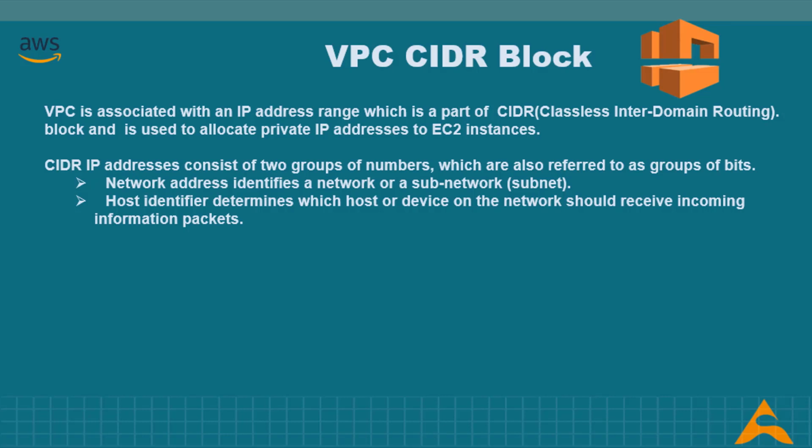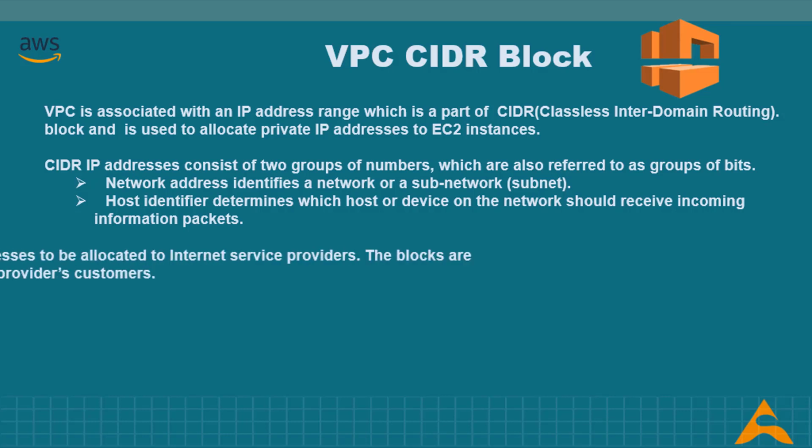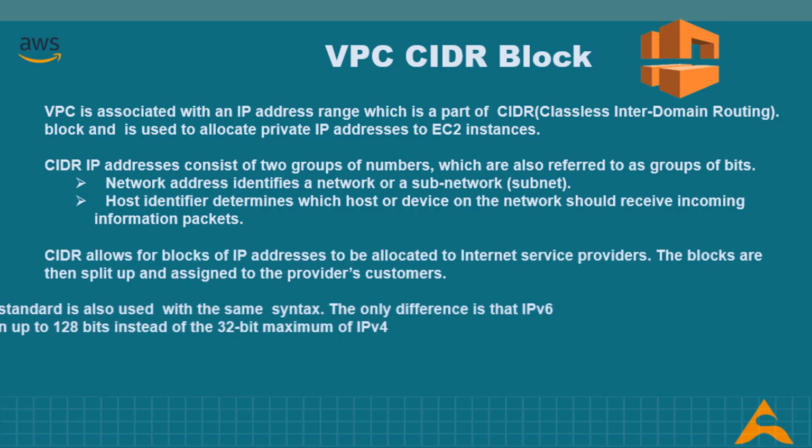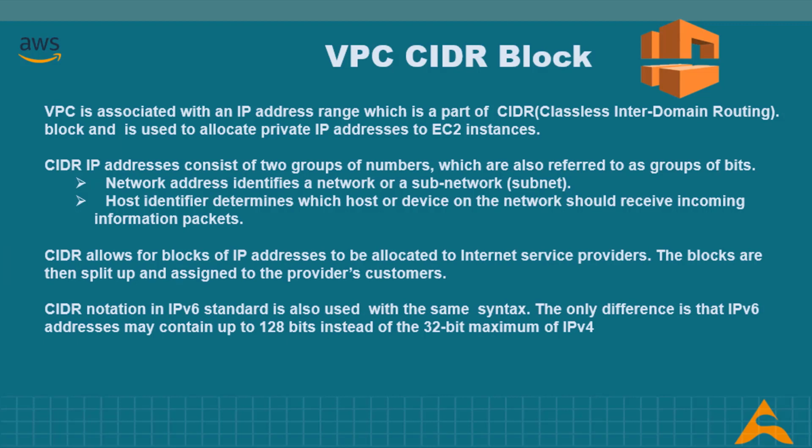CIDR IP addresses consist of 2 groups of numbers, also referred to as groups of bits. One is the network address, which is used to identify a network or a subnetwork. The other group is the host identifier, which is used to determine which host or device on the network should receive incoming information packets. CIDR blocks share the first part of the bit sequence that comprises the binary representation of the IP address, and blocks are identified using the same decimal or dot CIDR notation system that is used for IPv4 addresses.